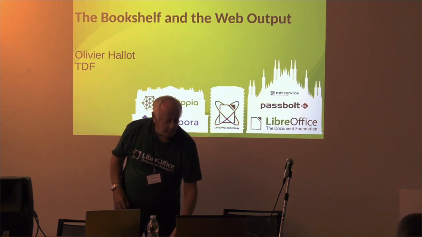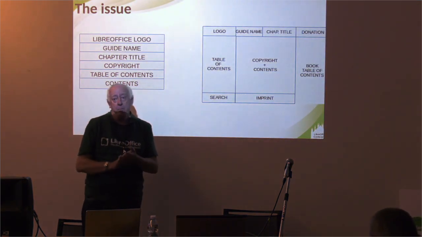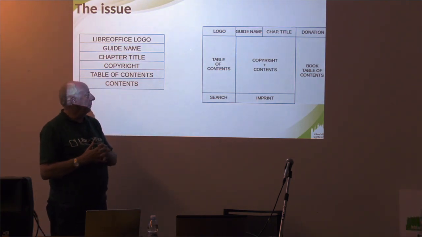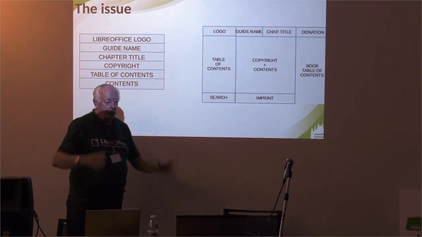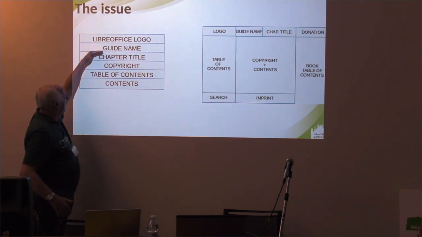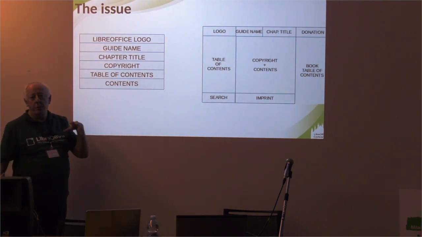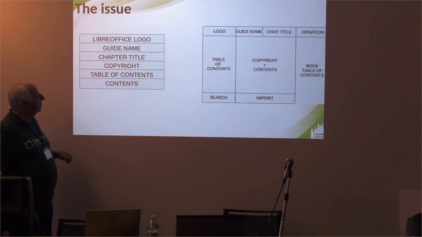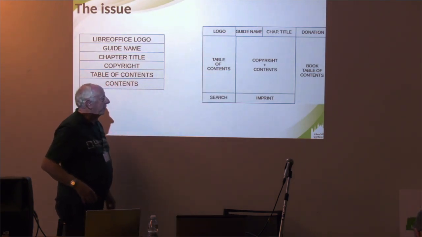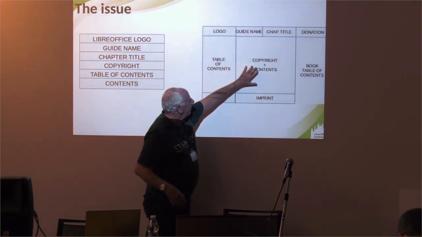So the idea is to export the chapters and the guides in a form that will allow us to upload into a website and use in a browser to have the display. So what's the challenge? We have a set of contents in the format of a book or a document with pages, and we need to shuffle all these sections into something that is better displayed in a browser. So for example, the table of contents goes here, the copyright and the contents go here.